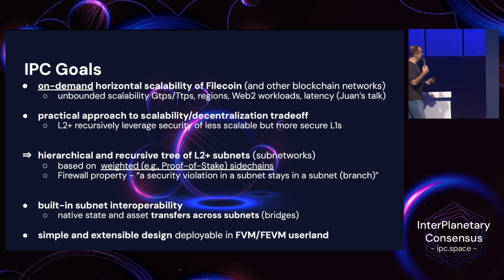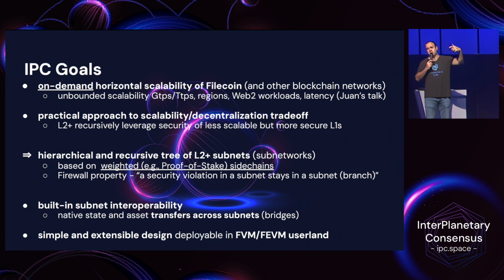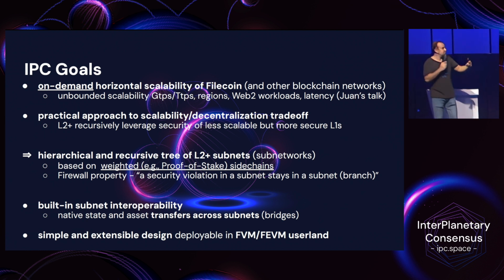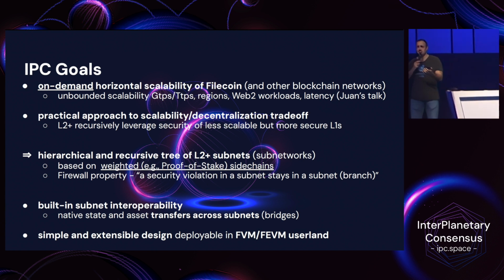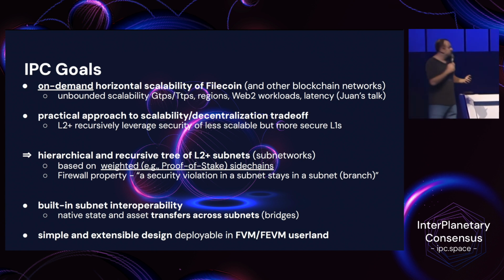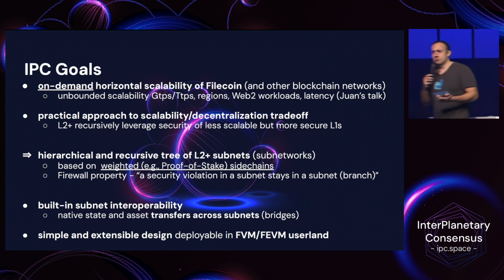And this is the main design thing, right? So these goals lend themselves to the solution. This is why we came up with a hierarchical recursive tree of subnets where you can basically get vertical and horizontal scalability. And we opted for, and you will see the motivation why we did so, two proof-of-stake sidechains.